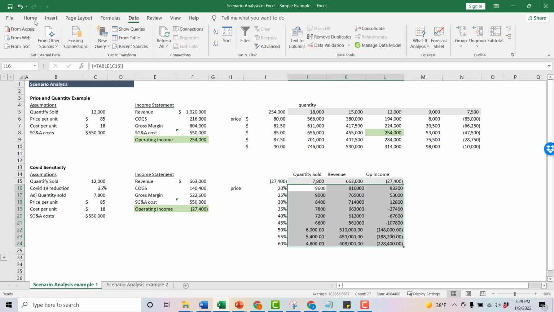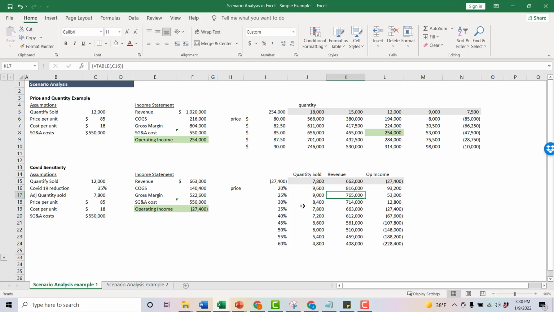Now we've got these sensitivities. So if you look, we said 35% reduction, which gives us 7,800 sold and 2,740.